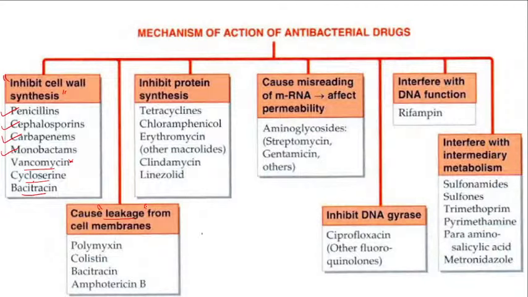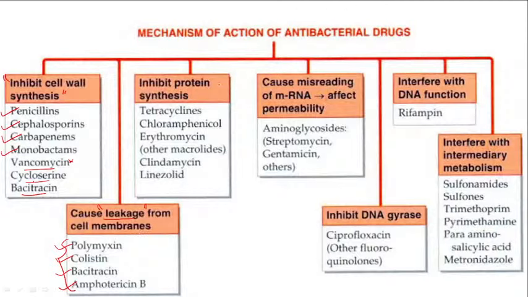These all agents cause the leakage. They get entrapped into the cell membrane, and they cause pores in it. Pore formation occurs, and then the content of the cell will be leaked out. So these drugs belonging to this category, polymyxin B, colistin, bacitracin and amphotericin B, cause the leakage.